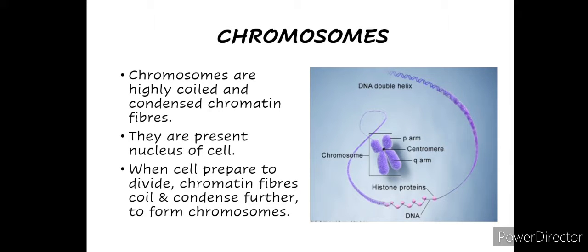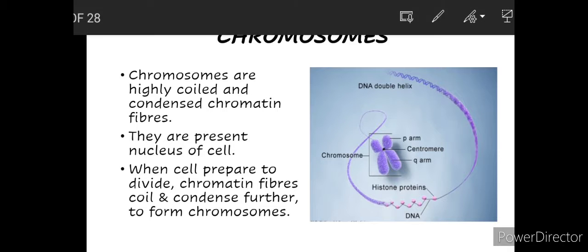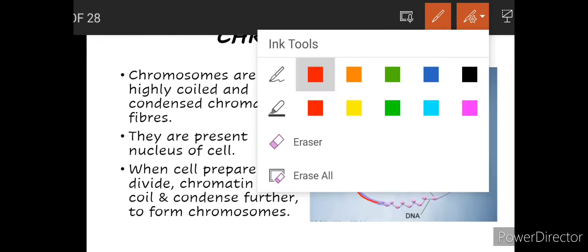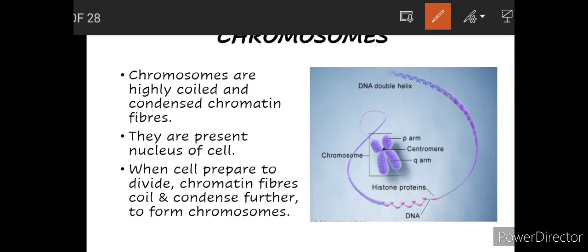Chromosomes. Chromosomes are highly coiled forms of chromatin fibers. Let me tell you, this part is a chromosome, and you can see these fibers. These are chromatin fibers. Let me show you with another ink. This fiber is chromatin fibers, and this is the chromosome.